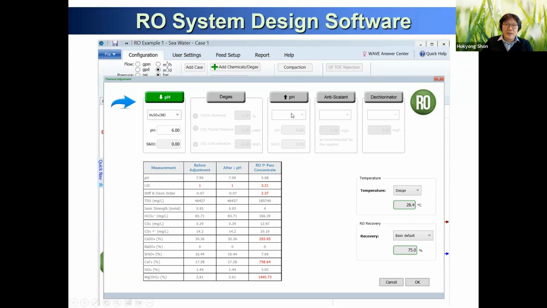Also degassing, also anti-scalant, also dechlorinator, which means SBS, you can incorporate. So you can also design your own way of the different chemical adjustment based on your red color, because you have a very red color, so you want to make sure your red color changes to the black color.